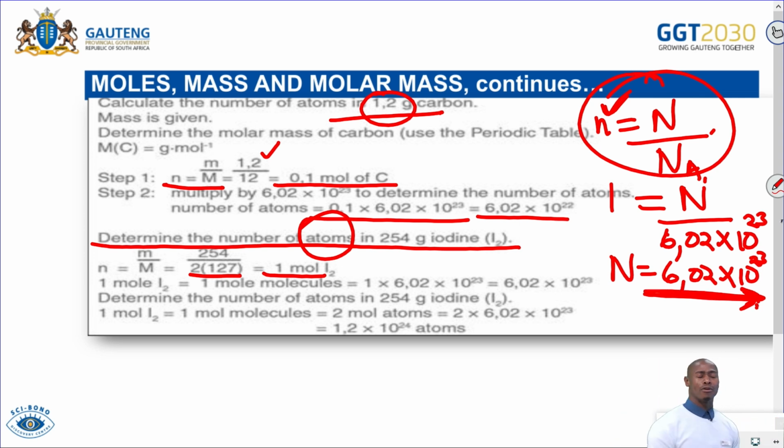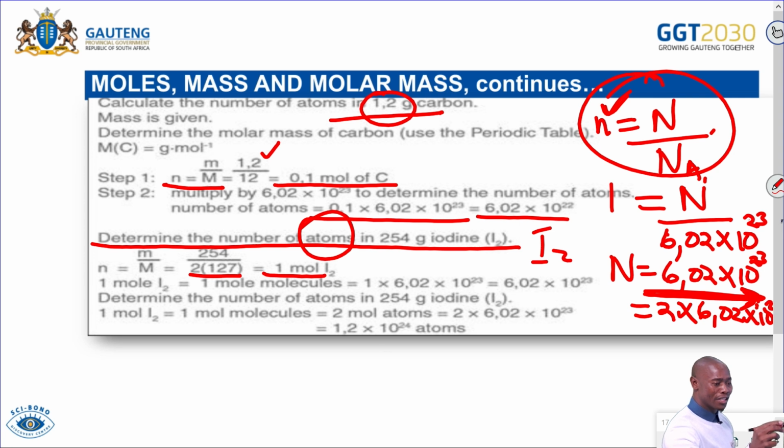But remember here, they're looking for the number of atoms. So how many atoms of iodine are there in 1 molecule of iodine? Iodine is I2, so there are 2. Hence here we have to say 2 multiplied by 6.02 times 10 to the power 23, which equals 1.2 times 10 to the power 24 atoms. I hope this is making sense.